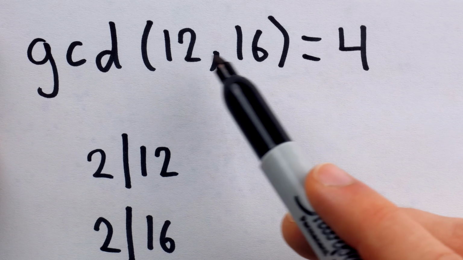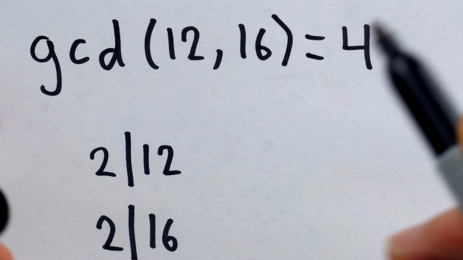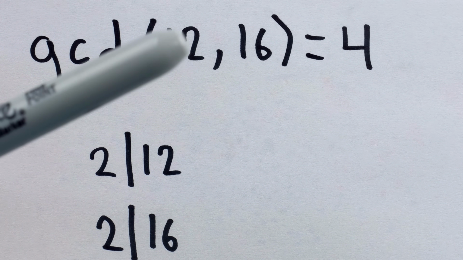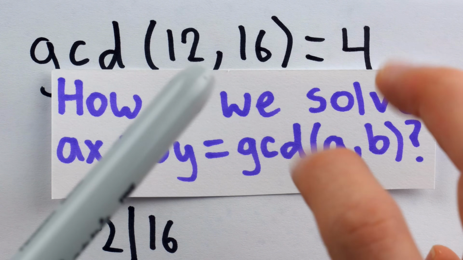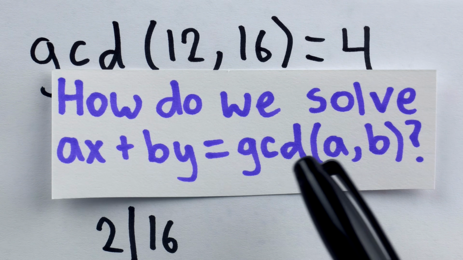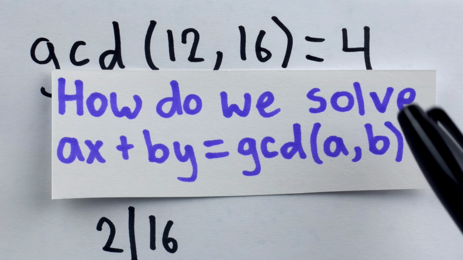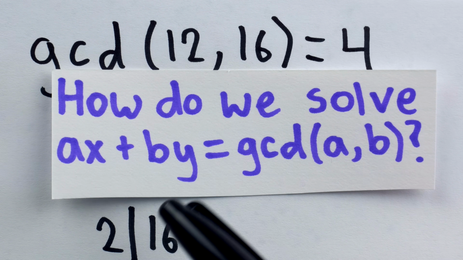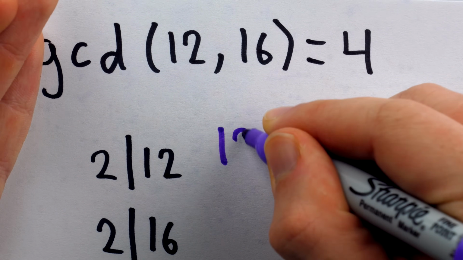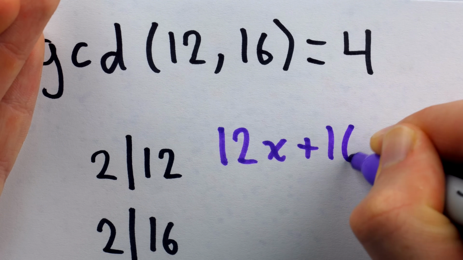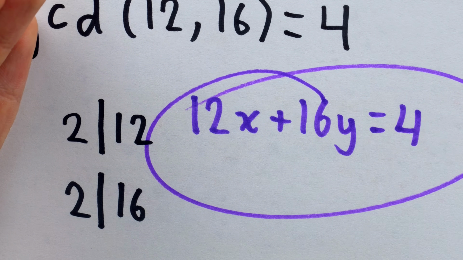4 divides 12 and 16, and it is the biggest number that does so. This is an easy example because the numbers are small, but in general, how do we find the greatest common divisor of two positive integers? That's the first question we'll answer, and then we'll answer this question. How do we solve what's called a diophantine equation of this form? ax plus by equals the greatest common divisor of a and b. Does an equation like this even have solutions in general? This equation, in the context of the numbers we were just discussing, would be 12x plus 16y equals 4. So we'll talk all about how to solve equations like that.